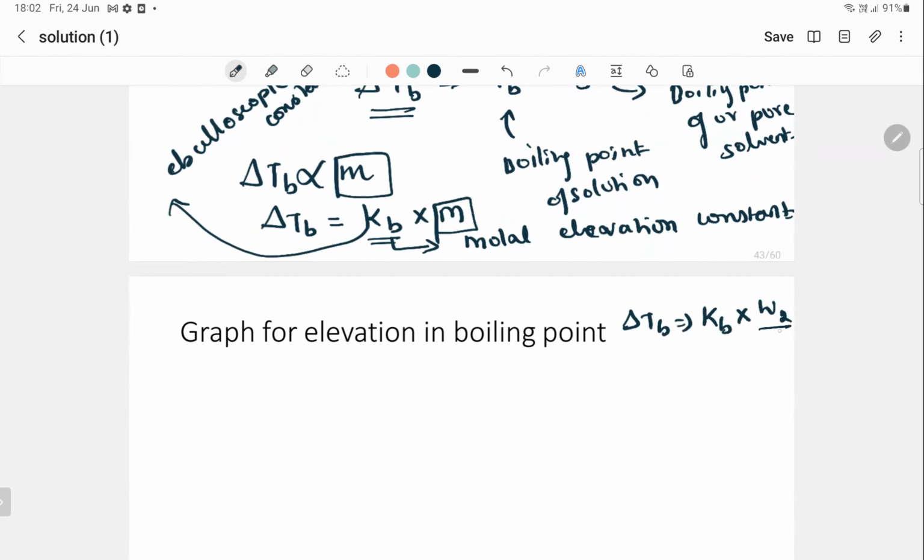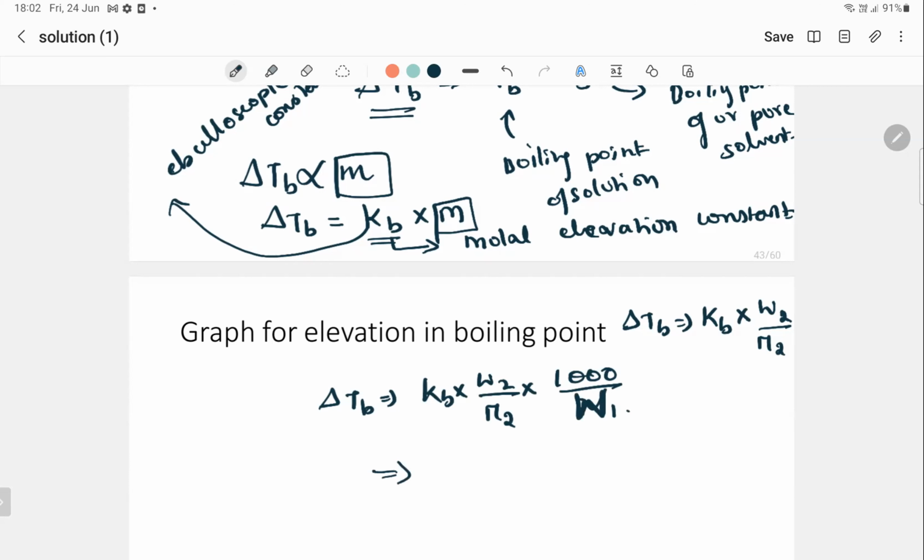Given mass of your solute divided by molar mass of your solute. Wait, I'll write it here. Del TB is equal to Kb into given mass of a solute, molar mass of a solute into 1000, right? W1. Yes, W1.